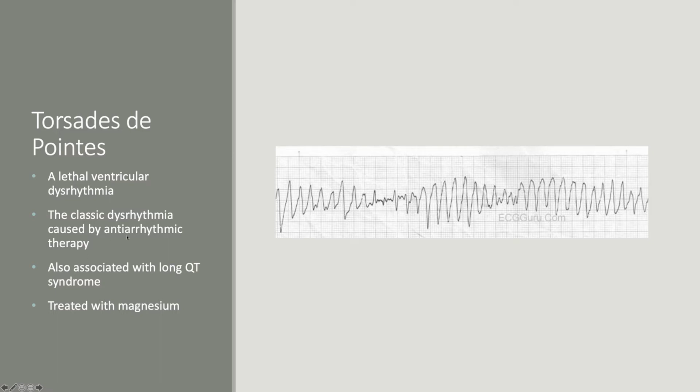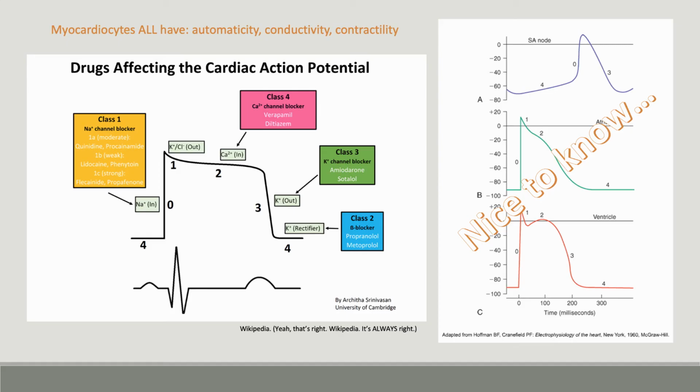Again, when you see torsades, think two things. Think magnesium and think antiarrhythmic drug, right? The antiarrhythmic drug caused it. The magnesium is going to fix it.